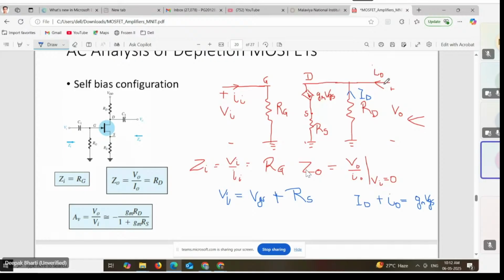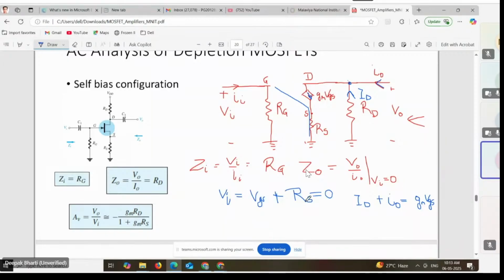You can see this I0 is coming from here, ID is coming from here, and this is your gm VGS. So if you apply KCL at this node, you will get this particular equation. As per the definition of Z0, to find this ratio we have to put Vi equal to 0. Vi we determined in the earlier equation was the sum of VGS plus VRS.